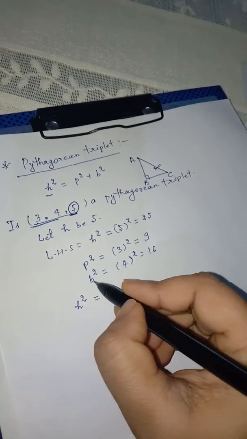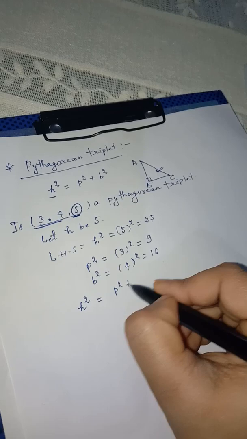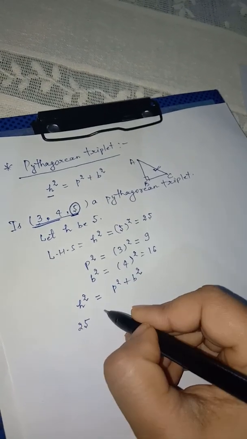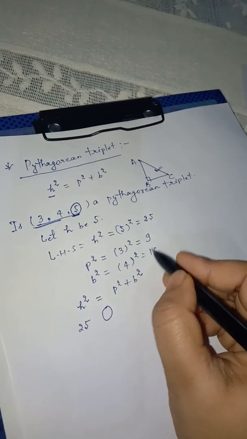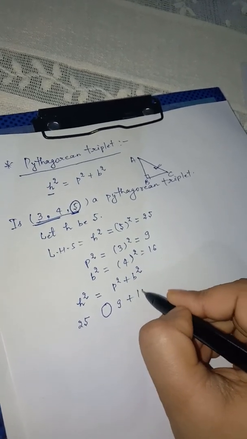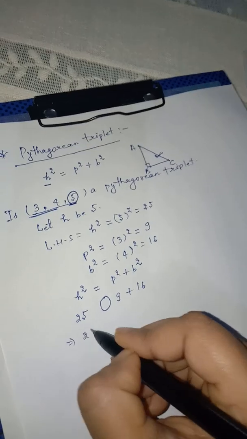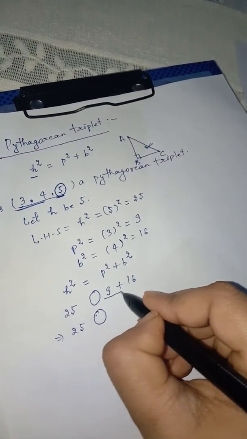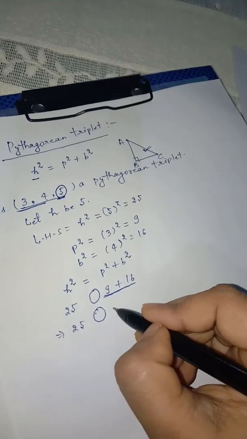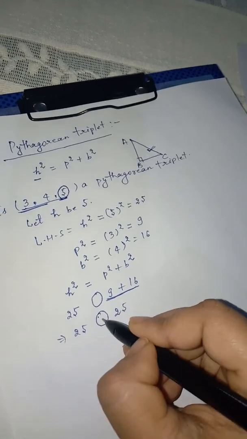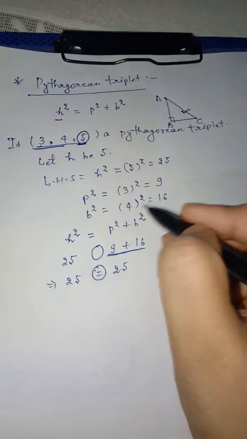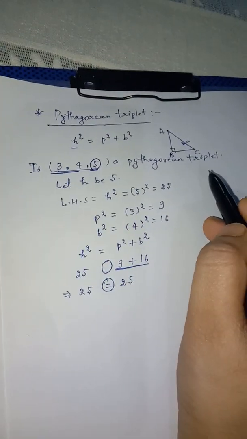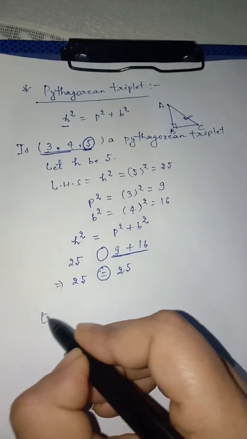Can we say that here h square equals p square plus b square? Now h square is 25, and p square plus b square means 9 plus 16. So 25 should be equal to the sum of 9 plus 16. Yes, 25 equals 25. So we can say that the set of numbers 3, 4 and 5 is a Pythagorean triplet. Now another example.